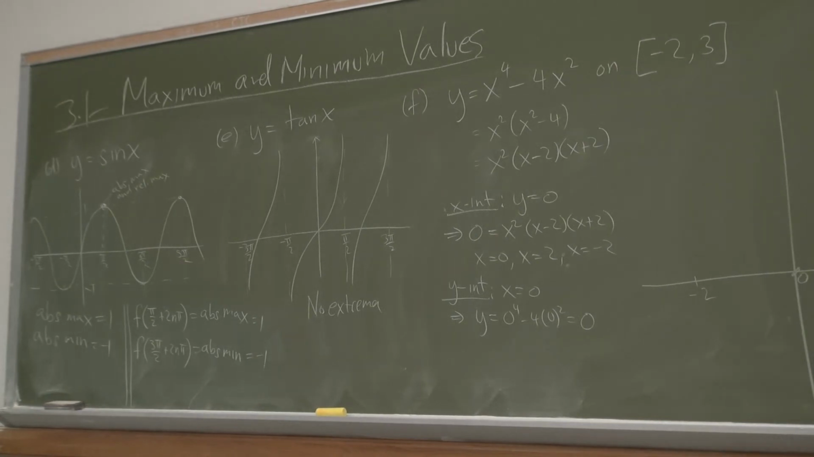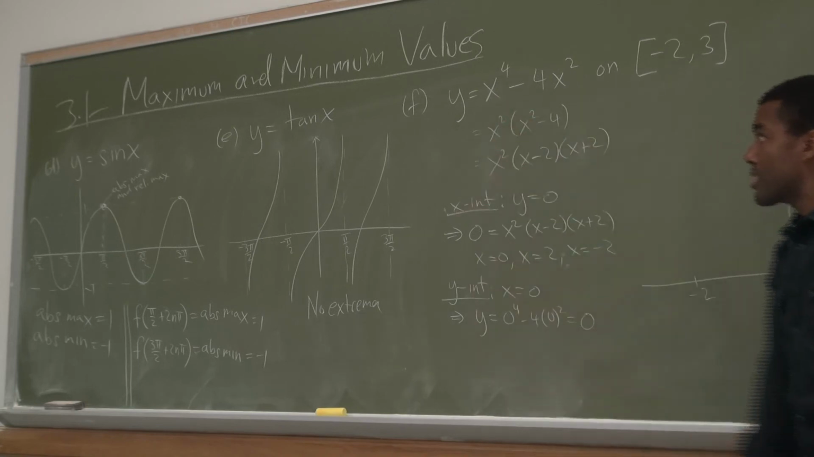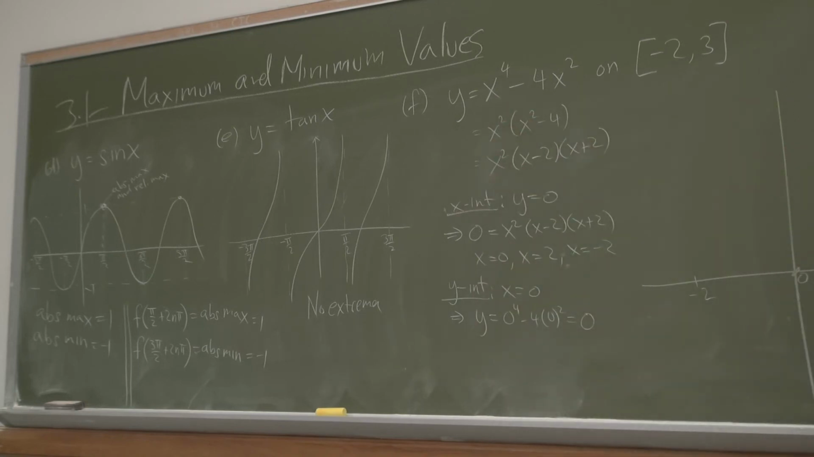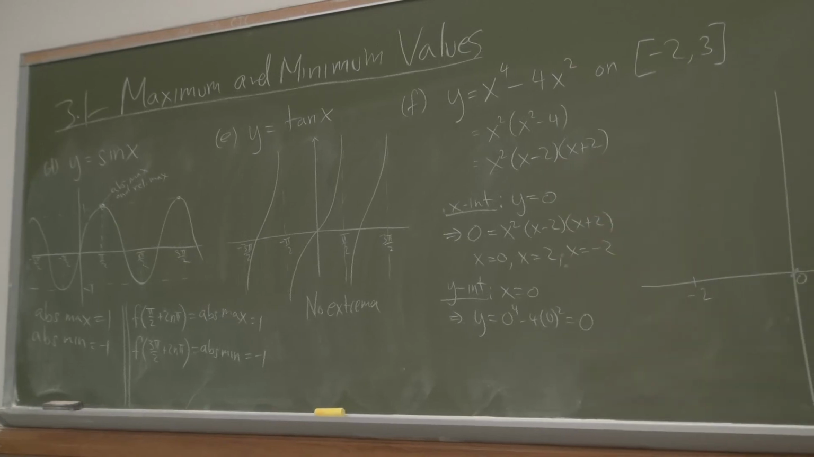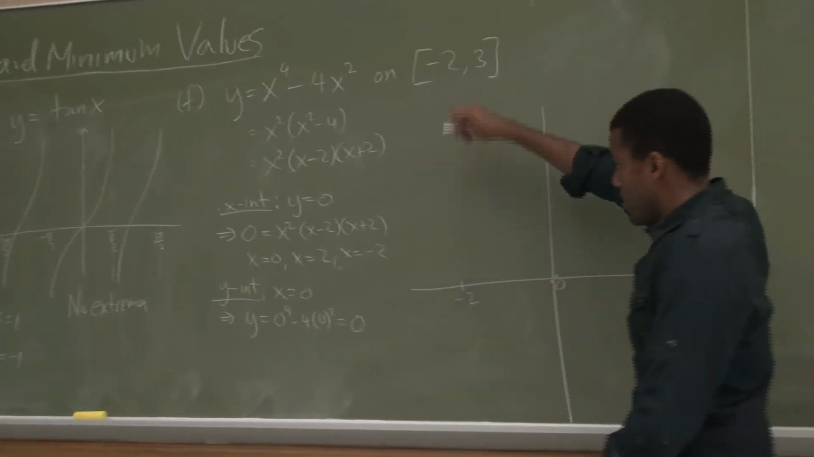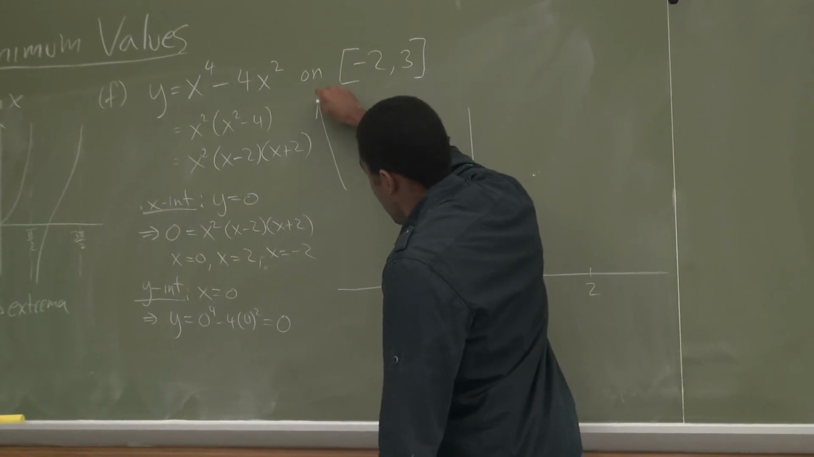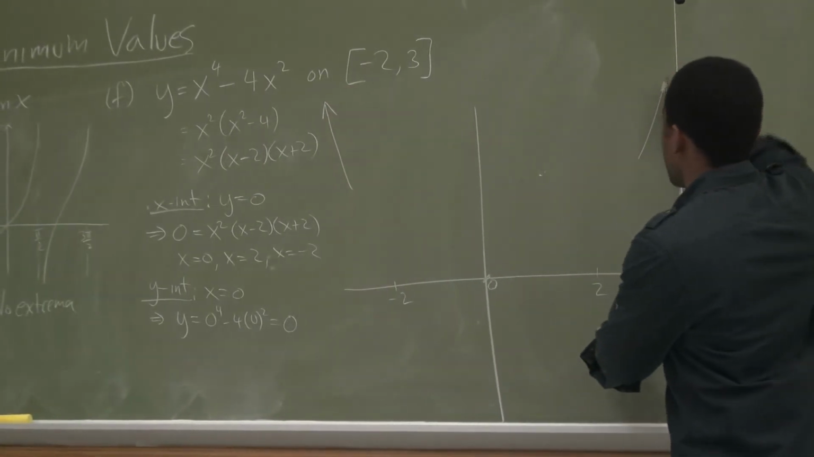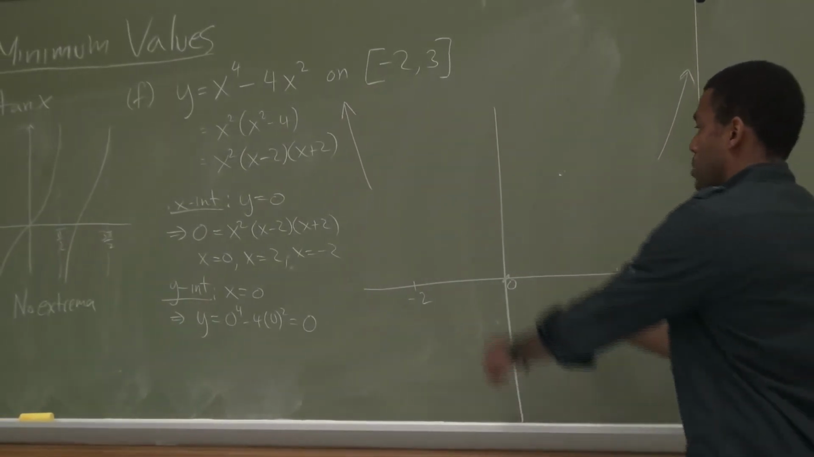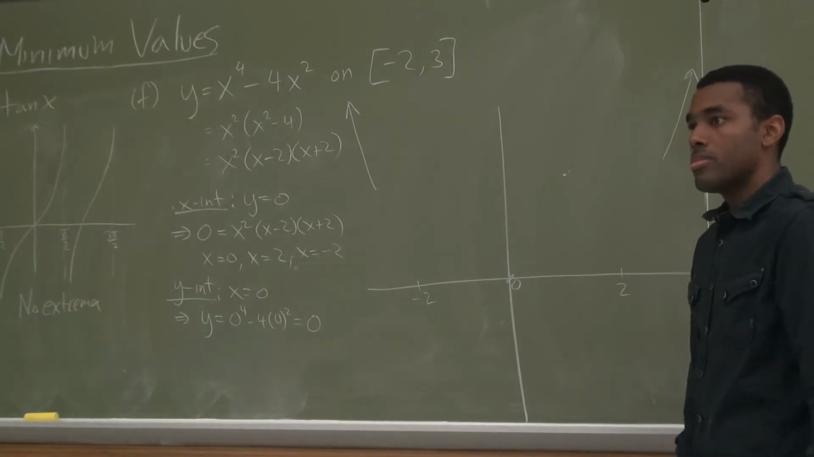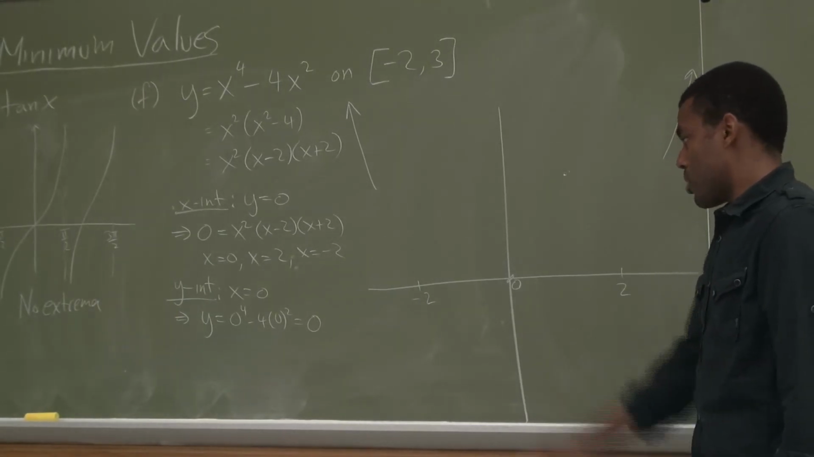How do I graph the rest? A U? It's not a U. What's the end behavior of x to the 4th? As you approach negative infinity, what happens? It goes to positive infinity, right? So the graph is going up on this side. Same thing, going up on this side. It's like a little W. What happens in the middle? It's a W. How do you know?